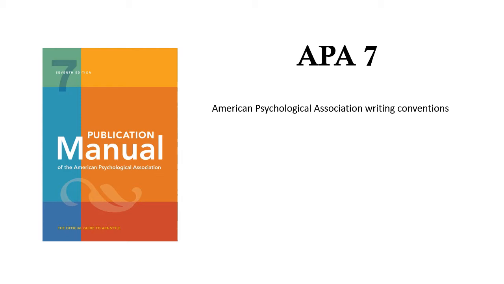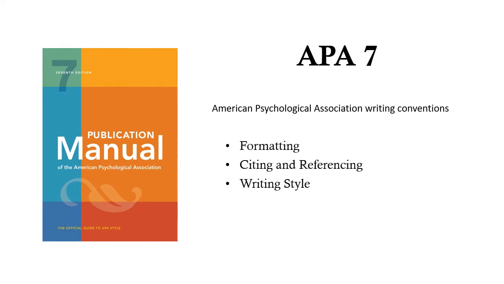The three areas of APA conventions are formatting, citations and referencing, and writing style. This guide will look at how to format your paper correctly under APA 7 guidelines.